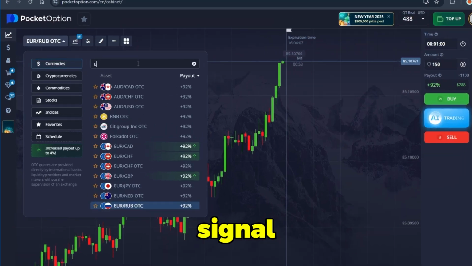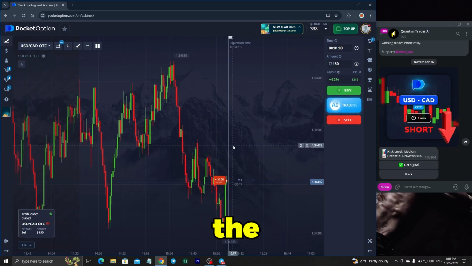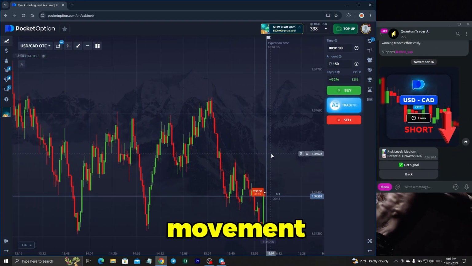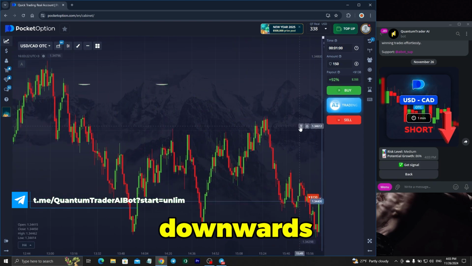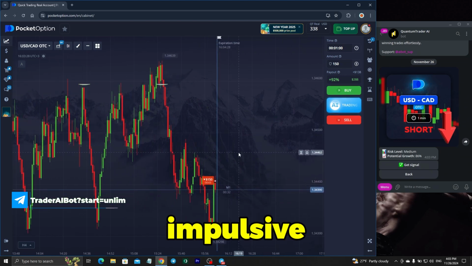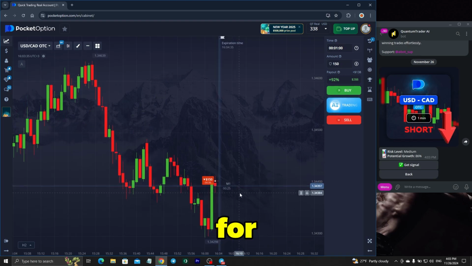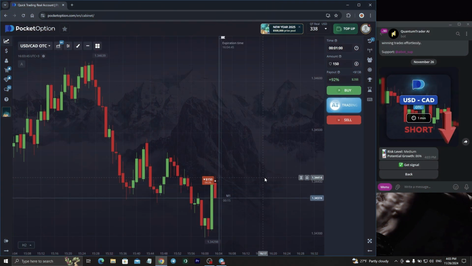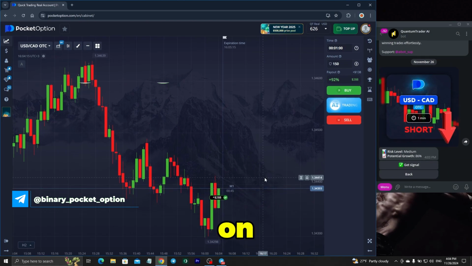Great, we have a new signal, and here our position will open downwards in the direction of the theory of the dynamics that you see for this section of the movement. And in general, the nature of the overall trend is also downward. So the opening in the direction of the real trend dynamics after such an impulsive pullback in the form of the previous candle. Let's see the result. Great. We have achieved a fairly confident closing on this signal.